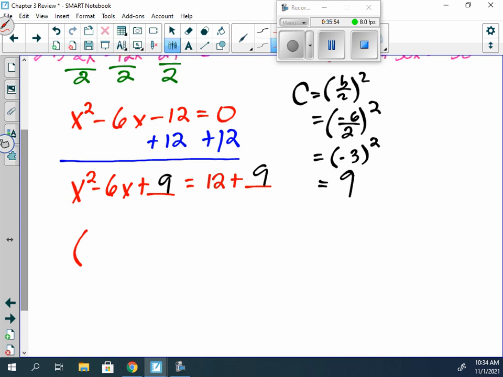And once we get to this here, we're going to rewrite this as a set of parentheses squared, our x squared minus 6x plus 9. Inside, we're going to have x. And again, this is really coming from the number inside the parentheses, would be x minus 3 squared is equal to 21.